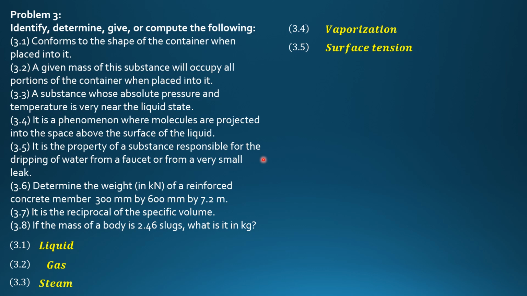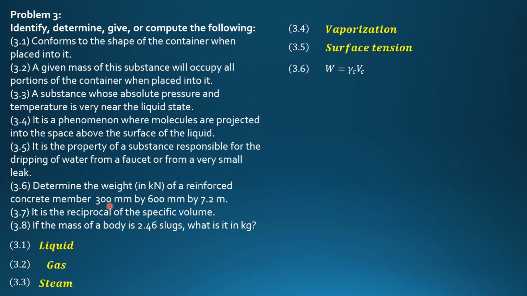Then determine the weight in kilonewtons of a reinforced concrete member, 300 mm by 600 mm by 7.2 meters. So weight is equal to specific weight of concrete times volume of concrete. The specific weight of concrete is specific gravity of concrete times specific weight of water, which is 9.81 kilonewtons per cubic meter, so that the weight would be in kilonewtons.